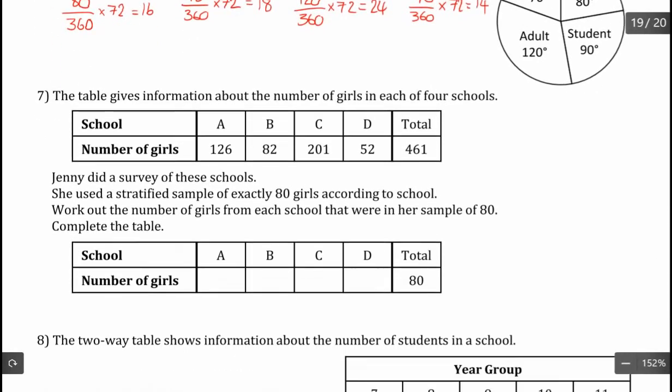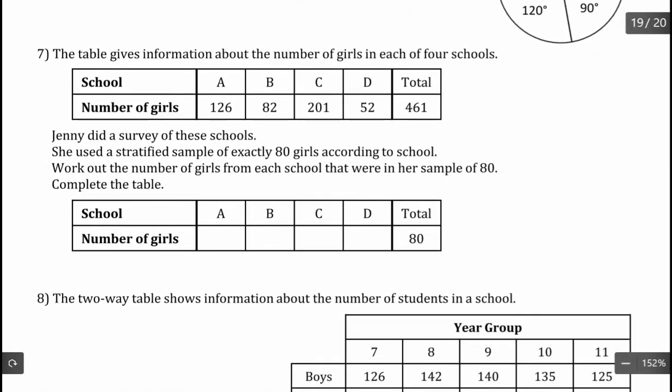And that's that question. Number 7, we've got information about the number of girls in each of 4 schools. Jenny did a survey of these schools. She used a stratified sample of exactly 80 girls according to school. And yeah, this is a straightforward stratified sampling question, just presented in a different way. So to work out the number of girls from school A we need in our sample, we need to do 126 out of the 461 in the population altogether, times the sample size.